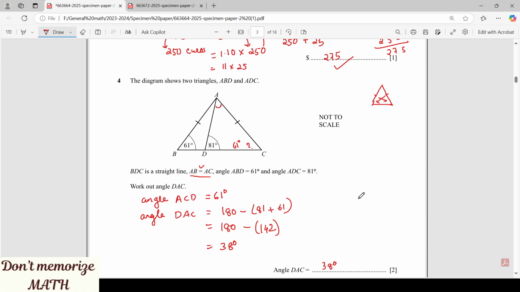So this is the answer. I hope you know how to subtract the number 142. You can use the basic method, or if you can find it directly you can write it, no problem for that. So here you will get 8, so 1 will go here, so here we get 7, and 7 minus 4 is 3, so 38 degree. Okay, I hope it's clear for you.